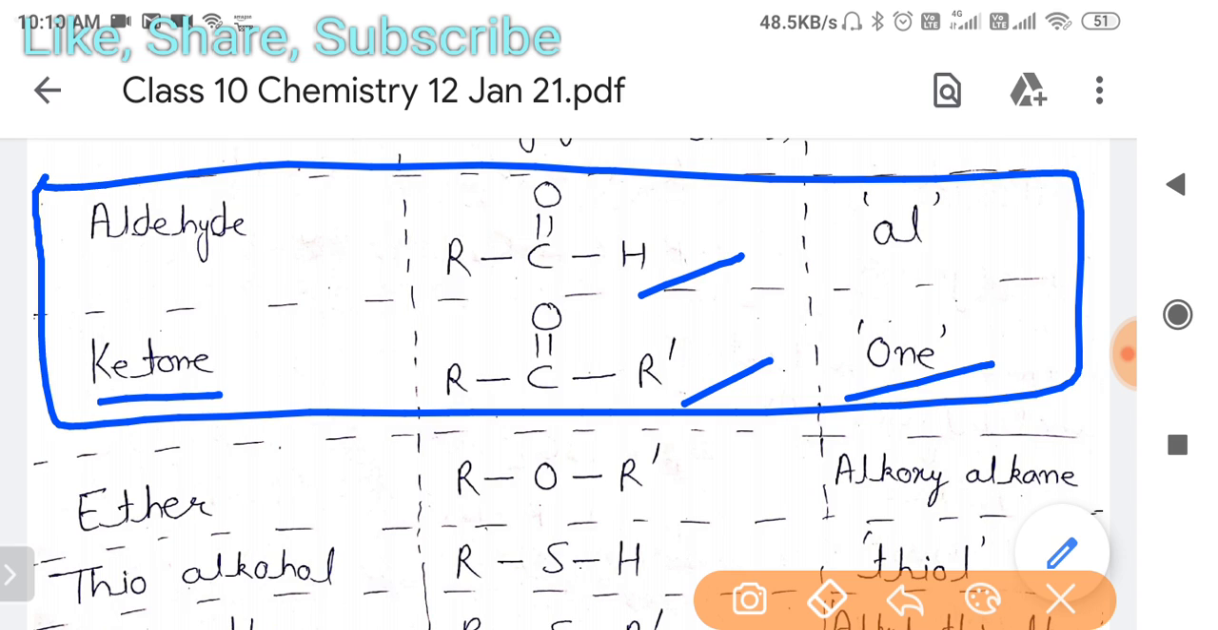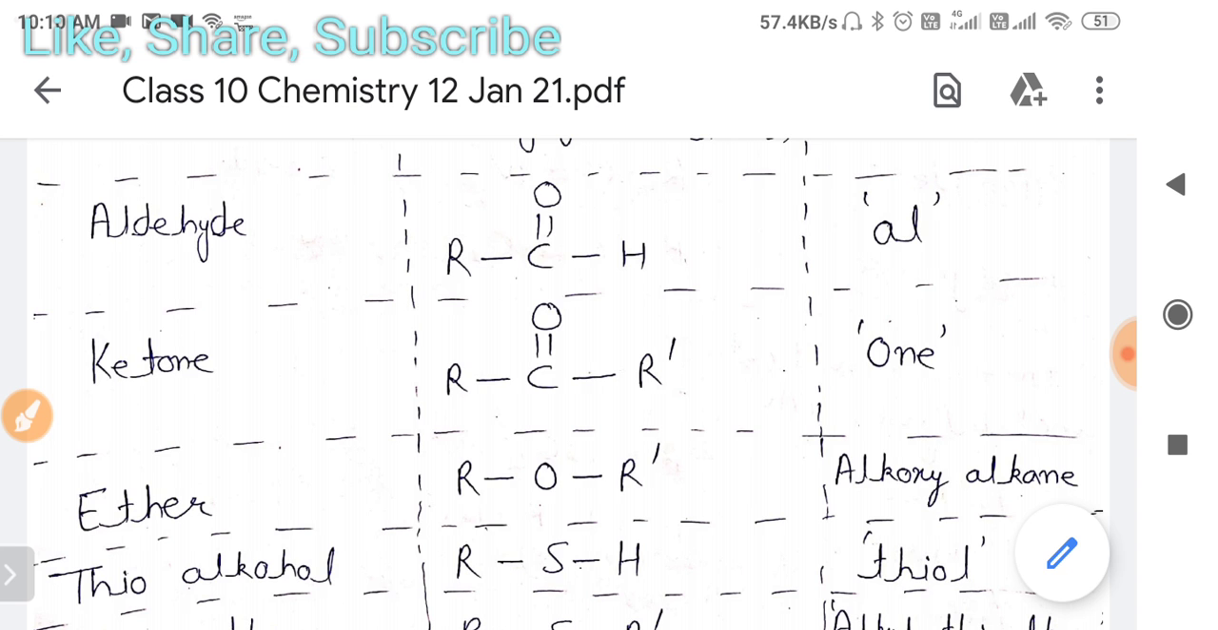When hydrogen is present there, I am repeating because these are very important, you have to understand them very carefully. Aldehyde means RC double bond OH. If H is present, it represents an aldehyde, represented by al. And if we talk about ketone, it is represented by one.